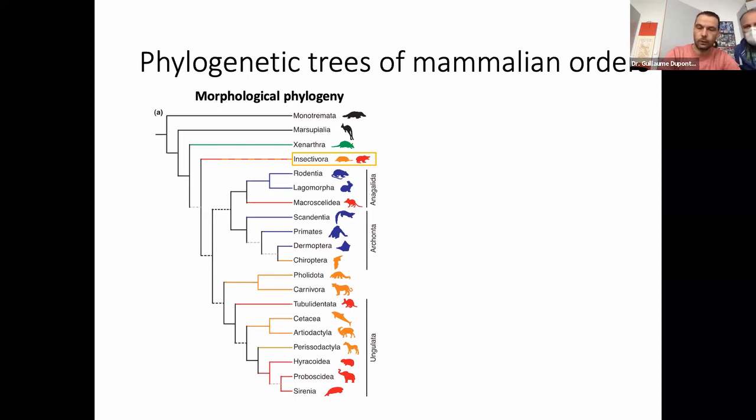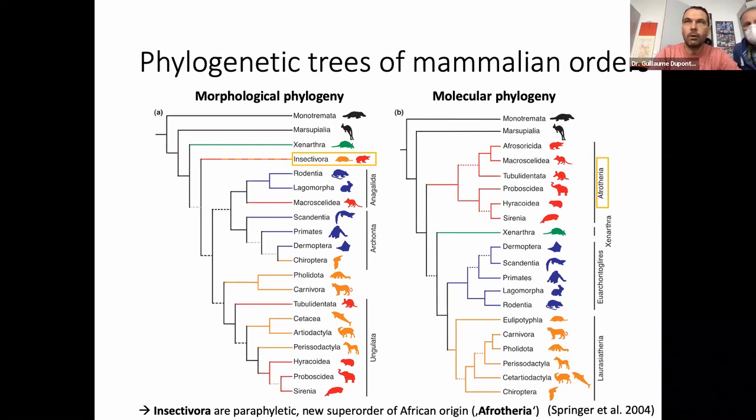If I plot the molecular phylogeny in comparison, then we see a large rearrangement in the relationships between these mammalian orders. And we see the loss of the insectivora. The insectivora were shown to be paraphyletic, so they were not a monophyletic group. They included distantly related families and genera.